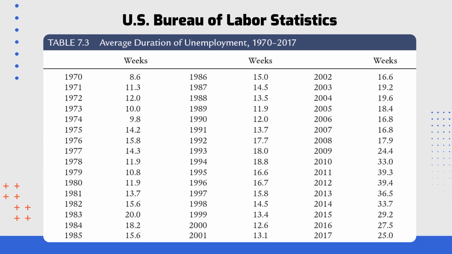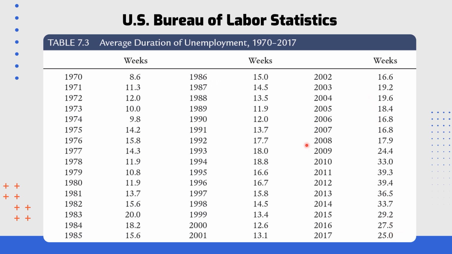Also, one of the most surprising pieces of data we can observe right here is the average duration of unemployment over this 47-year period. Interestingly, what kind of trend can you observe? Obviously, over these 47 years, the average duration of unemployment has increased dramatically.